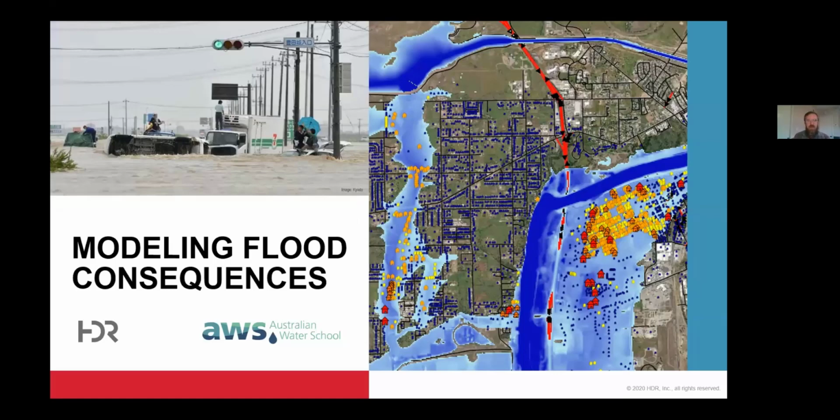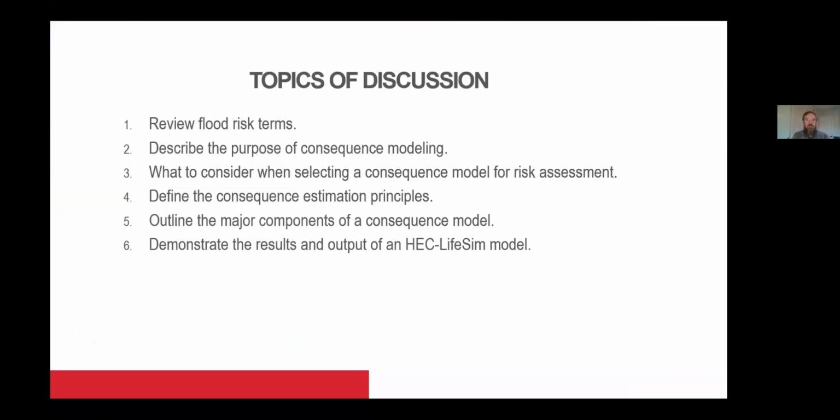A little bit about myself. I work now for HDR Engineering, but spent 9 years with the Army Corps of Engineers, where I assisted with some of the development of HEC-LifeSim, which is a flood consequence model. I'll be sharing from that perspective as I talk to you here, but speaking generally in terms of flood consequence models. A couple of topics we'd like to discuss today.